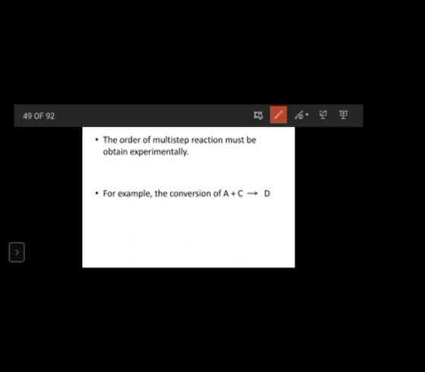Okay, let's go to this. The order of a multi-step reaction must be obtained experimentally. I'm emphasizing it. Must be obtained experimentally. Let me repeat it because you come across so many questions asking you. You can predict the rate law if I say this process is elementary, but you cannot predict the rate law if I say the process is not elementary. It means it is made up of steps, multi-steps, more than one step. So how do you do it?